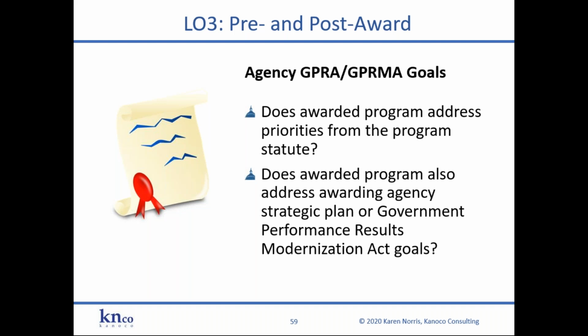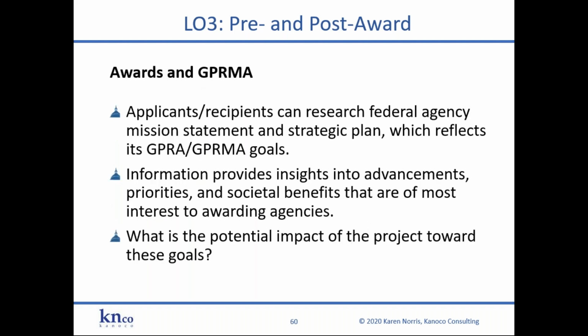But if you take the time to do a little research on the federal agency website, and you can identify their strategies or their goals and missions, and you can say, hey, not only are we addressing a public need when we're implementing this grant, but we're also addressing the federal agency's GPRA goals. Big gold star. So does the awarded program also address the agency's strategic plan or Government Performance Results Modernization Act goals? So there's a tip to look that up for each federal agency that you receive funding from.